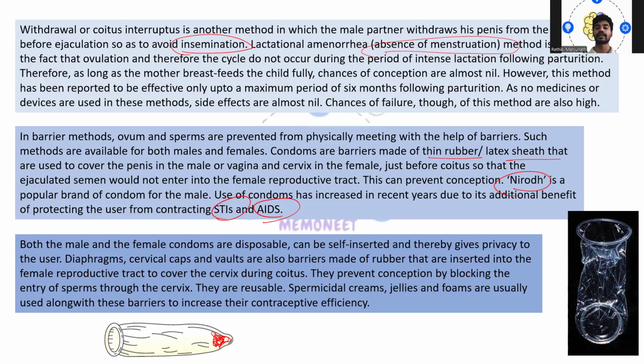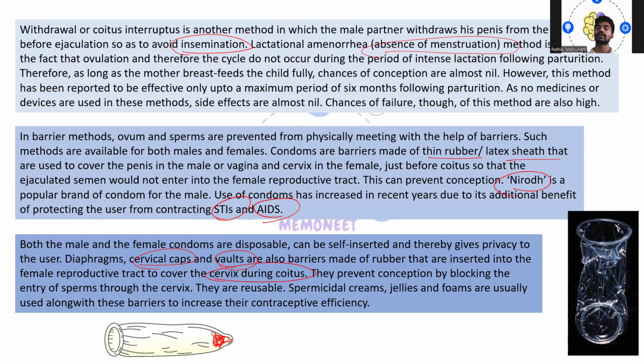Then we have barriers in females, like diaphragms, cervical caps and vaults. These are made of rubber and are inserted in the female reproductive tract, covering the cervix during coitus. This will block the entry of the sperm through the cervix. It acts just like a door blocking a person from coming into the house. In the same way, it will block the entry of the sperm.